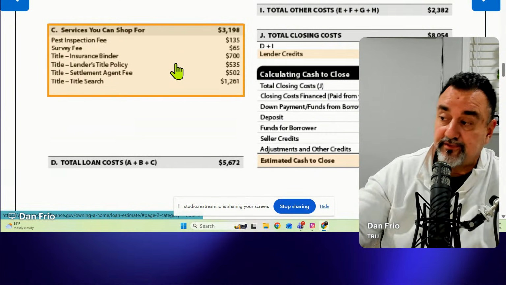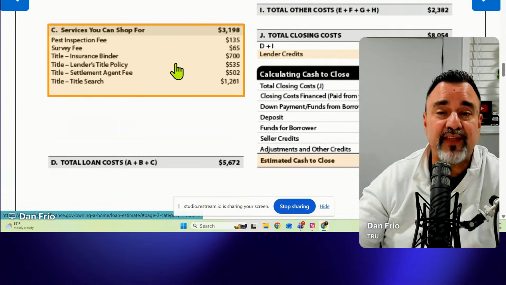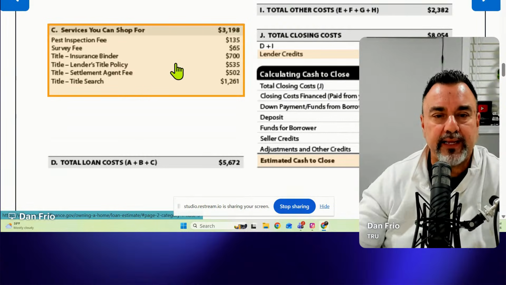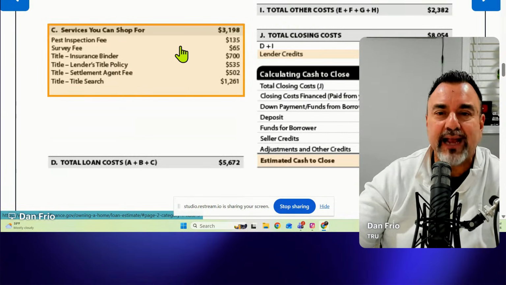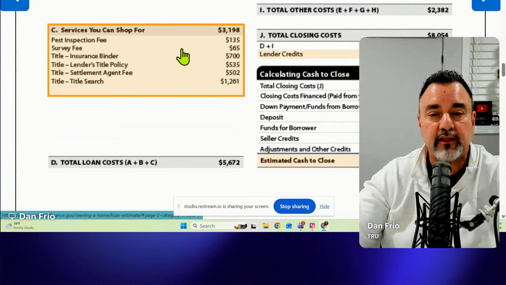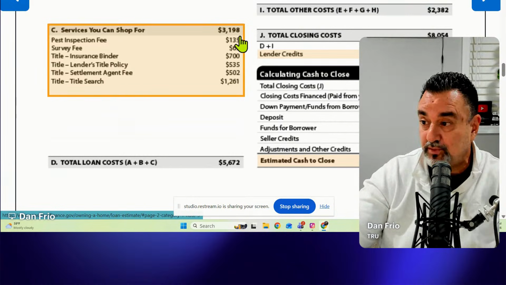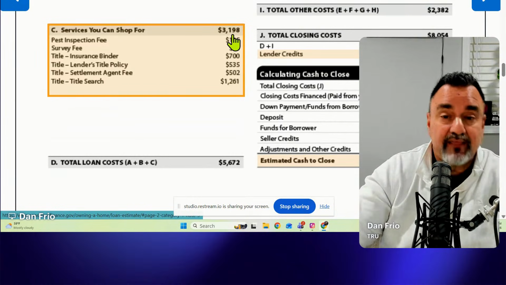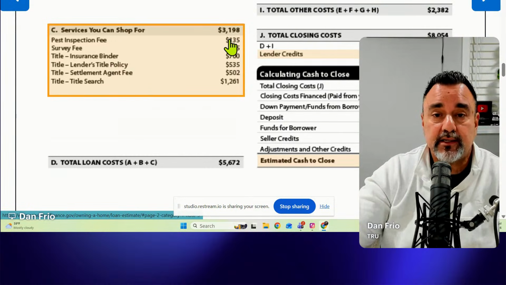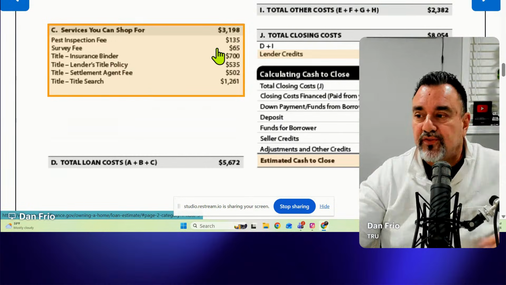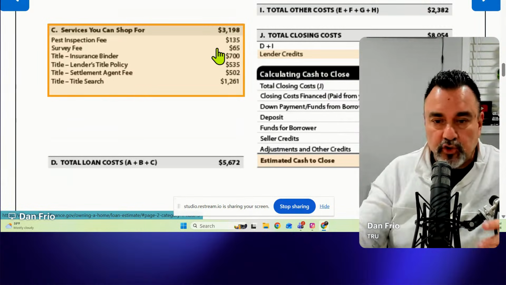These numbers could be 3, 4, 5, 6. I've seen these at $10,000. But when you're refinancing, usually these are a fraction of what they are. Like in Illinois, if I were to buy my house, this would probably be $8,000, $9,000. I'm refinancing, it's $995. So this is an area too where you can shop.